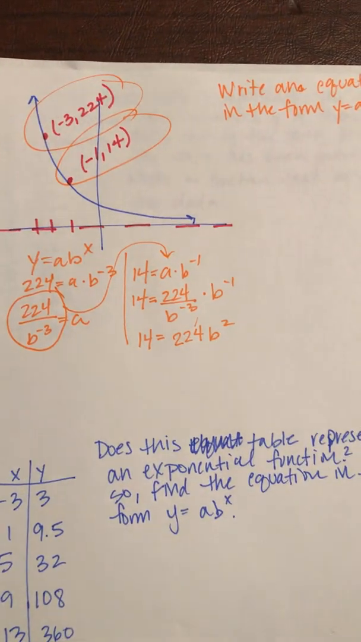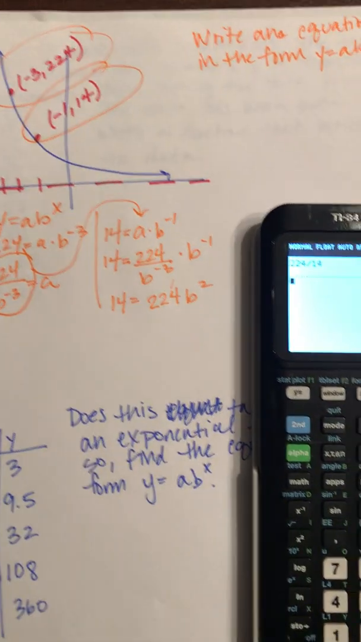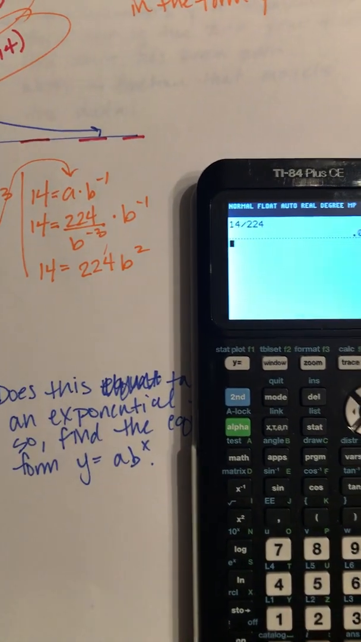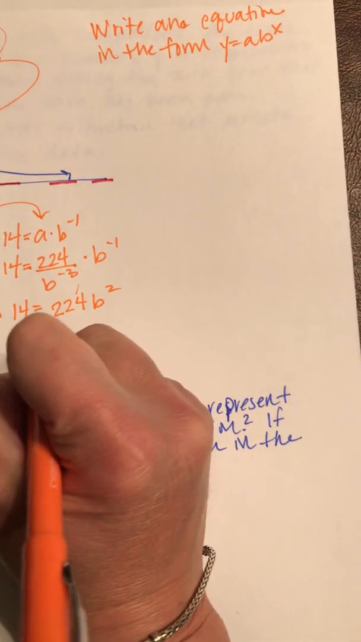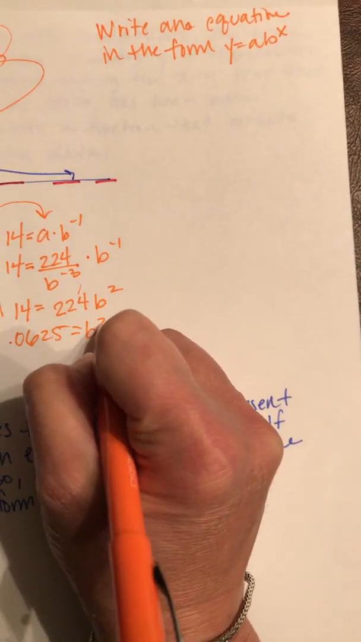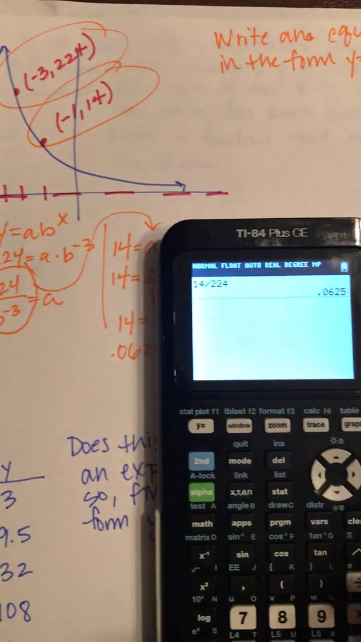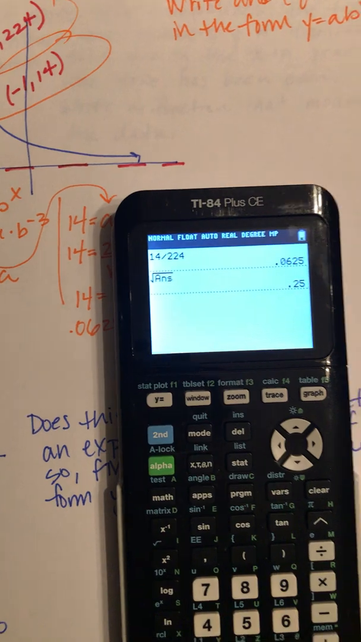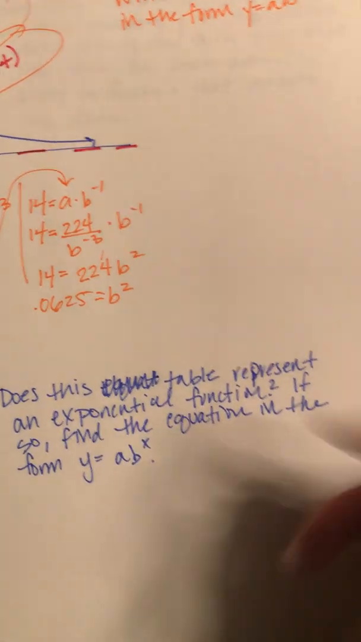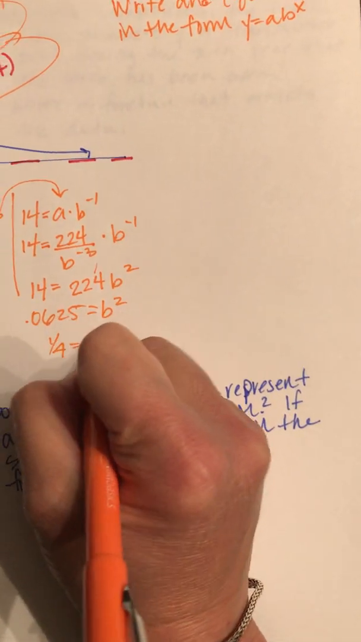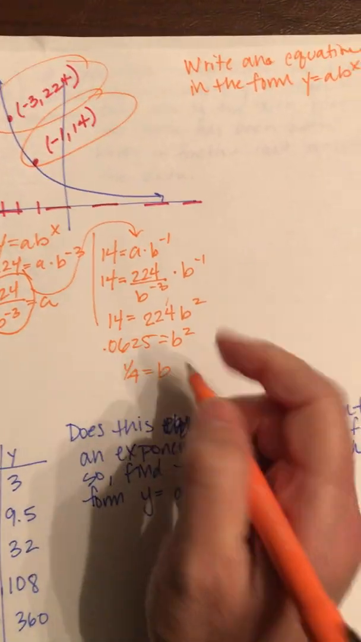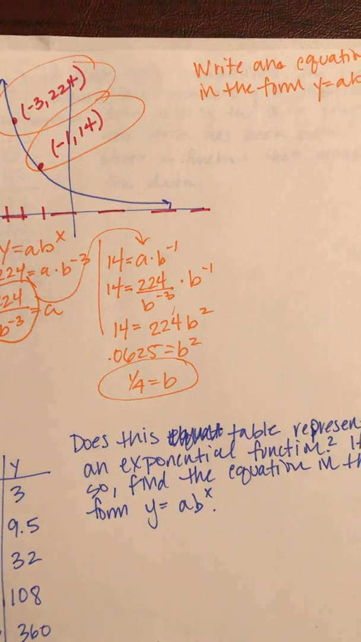224b squared. So I'm going to grab my calculator. I'm going to take 14 divided by 224, and I get 0.0625 equals b squared. I'm going to square root that answer, and I get 0.25 or 1/4. So what I did here is I solved for my b value, and that's half of my problem.